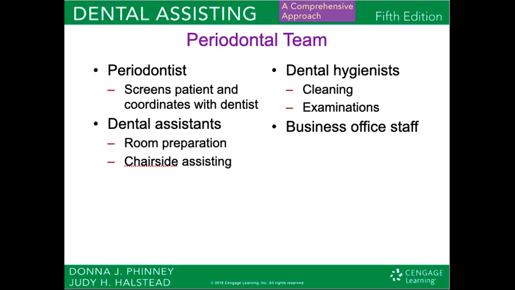So periodontics is a specialty that deals with the diseases of the tissue around the root of the tooth. Perio means around and dontia means teeth. 3 out of 4 adults will experience some form of periodontal problems in their lifetime.